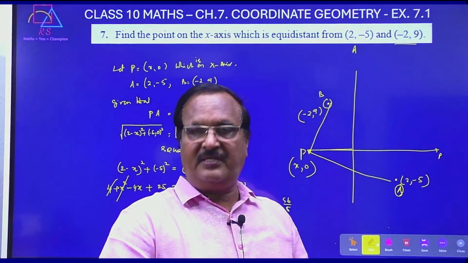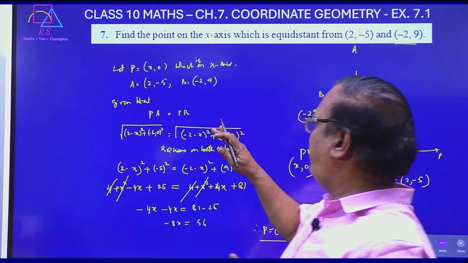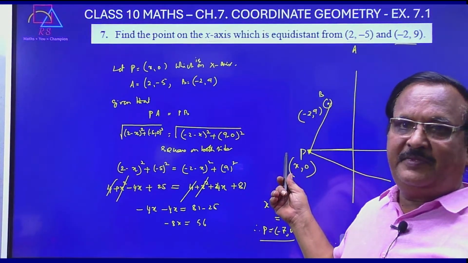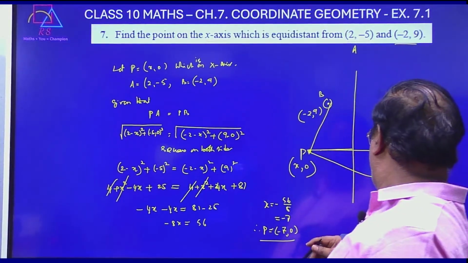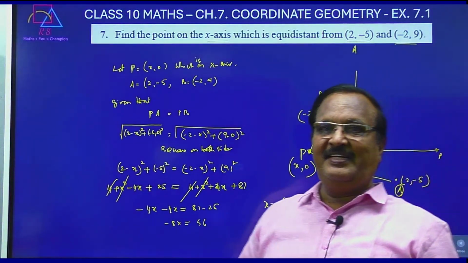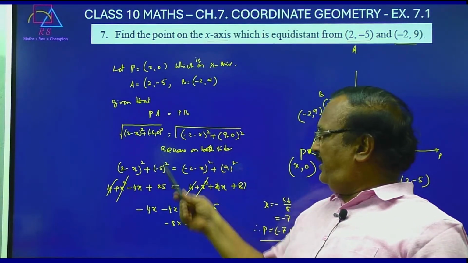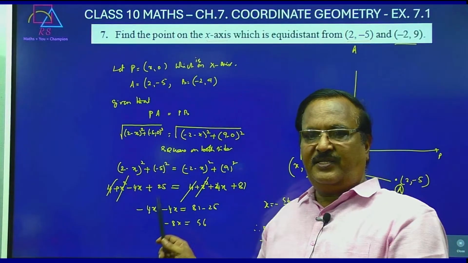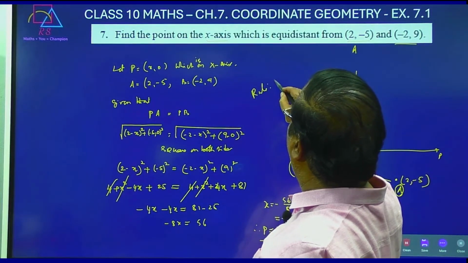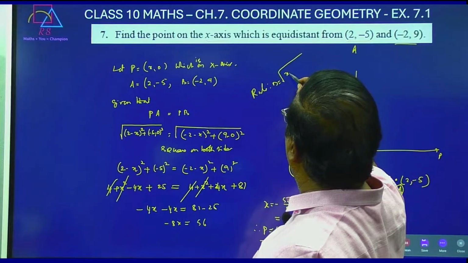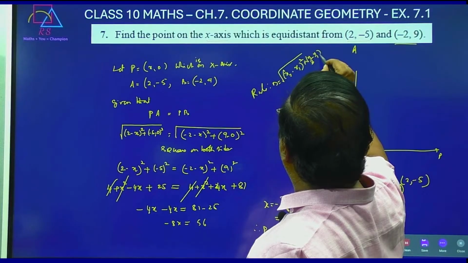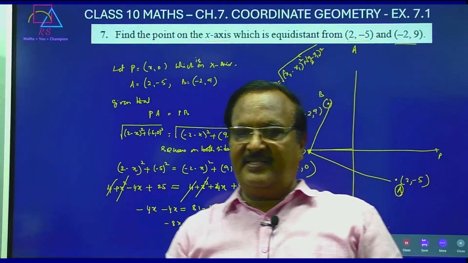A very simple question, but you have to use your brain. No need to draw the diagram. I cannot rub it, so that's why I left it like this. So this is the complete answer, and you will be getting full marks for this. Only I did not write the rule here. The rule is: distance is equal to the square root of x2 minus x1 whole square plus y2 minus y1 whole square.